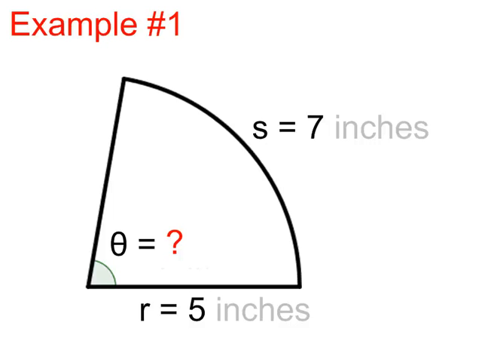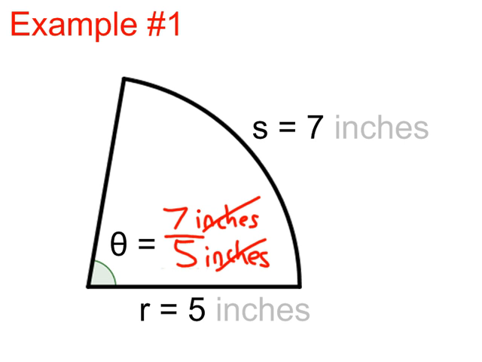Ratio of arc length to radius. So hopefully you're thinking 7 over 5, or more specifically 7 inches over 5 inches, but you know that those units cancel each other out, and so it is fair to just say theta equals 7 over 5 and leave it at that. If that makes you feel uncomfortable, you could say 7/5 rad for radians, but that's really not necessary. You can just say 7/5.